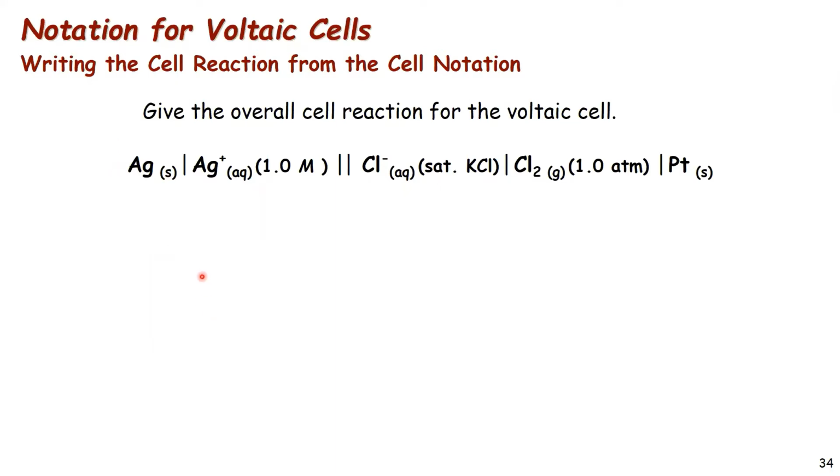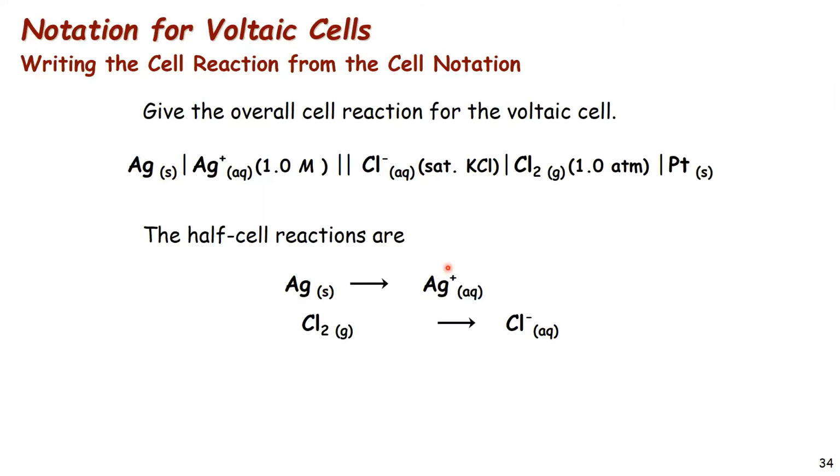Because in an oxidation reaction, the oxidation number increases. So this has an oxidation number of 0. This has an oxidation of +1. So it's going to go from silver to silver +1. Now, we've got to look at this.